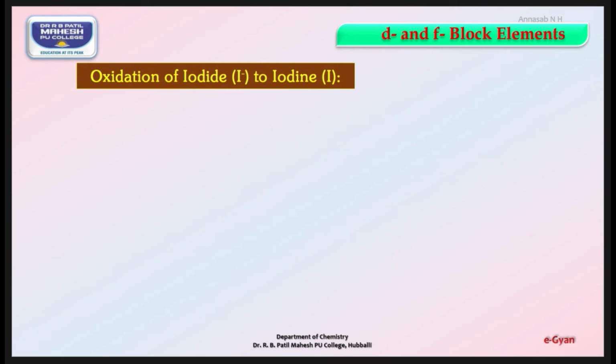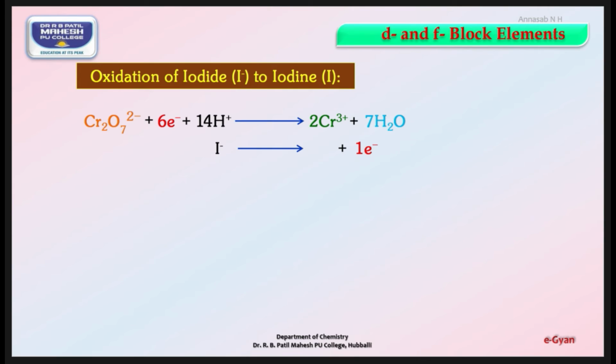Moving to the next one, oxidation of iodide I minus to iodine I2. We have dichromate ion Cr2O7 2 minus, which gives rise to Cr plus 3 by the gain of 6 electrons and 14H plus, again acidic condition, by the liberation of 7 water molecules. Here we have I minus iodide, which liberates 1 electron and becomes I.